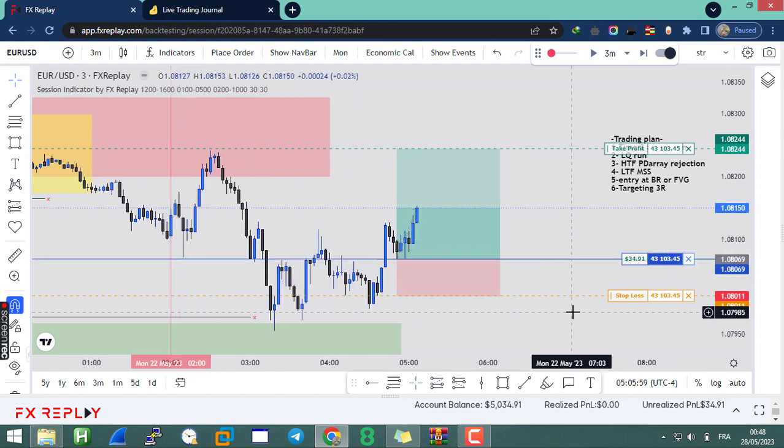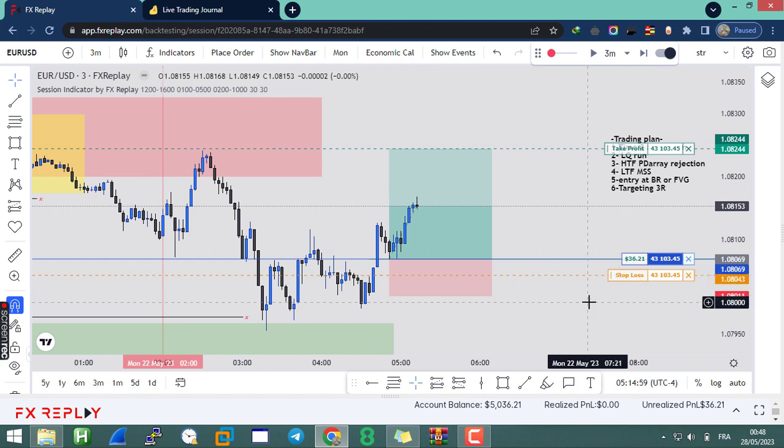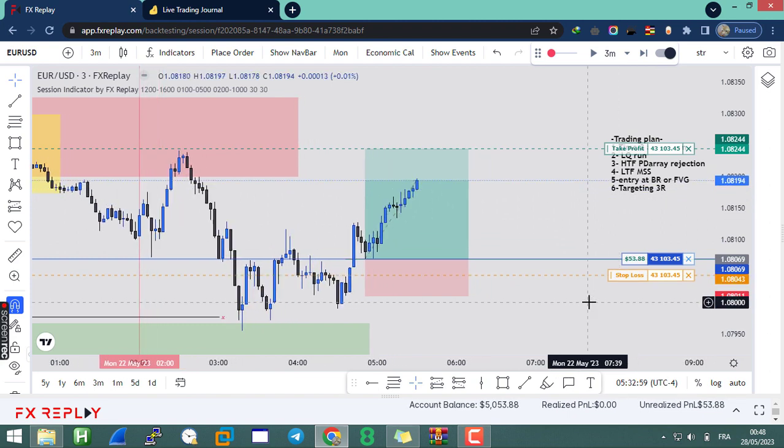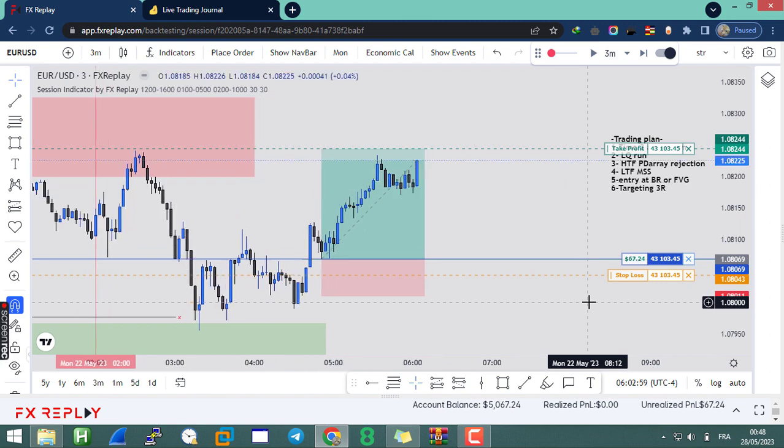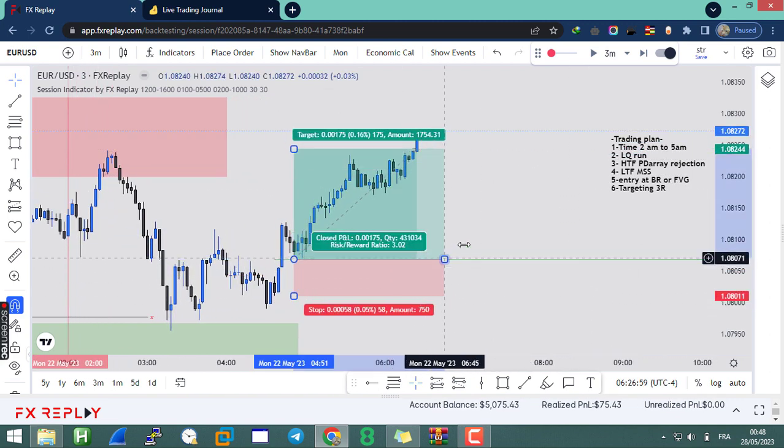Now I'm going to reduce my risk just a little bit right here. And you can see price hit our target, and we are 3R.